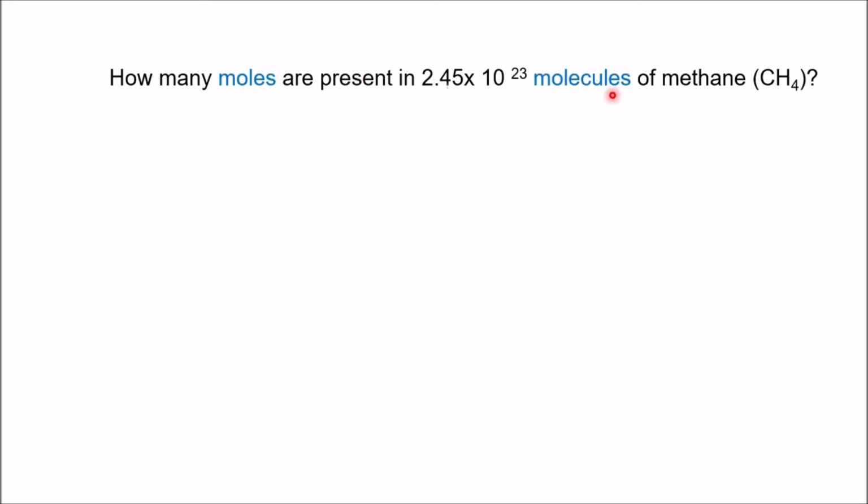Let us see how to solve this problem. How many moles are present in 2.45 times 10 to the power 23rd molecules of methane? Methane formula is CH4. So we start with the given value. Given value is 2.45 times 10 to the power 23rd molecules of methane. Now we have to write the conversion factor for molecules and moles.